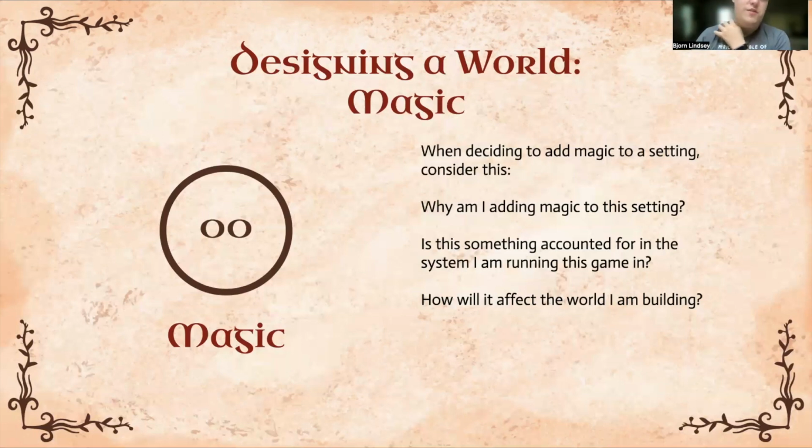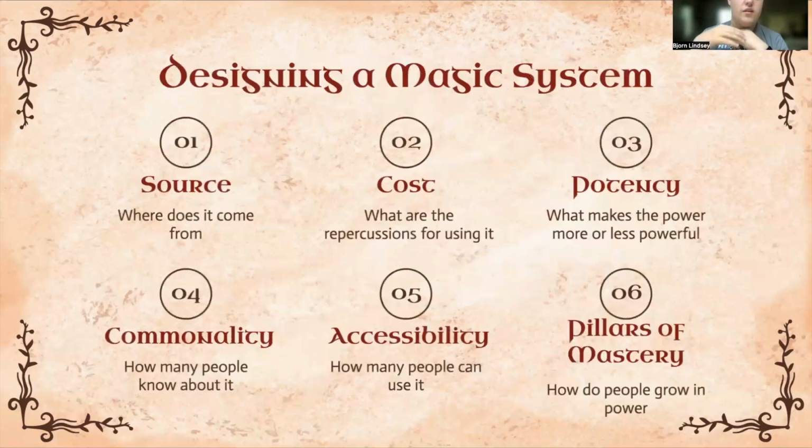So let's talk about designing a magic system. There are 6 core principles when designing a magic system. The source, where does it come from? The cost, like what is the resource or drawbacks to using it? Potency, what makes the magic more or less powerful in certain circumstances.